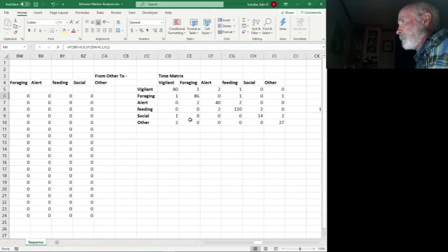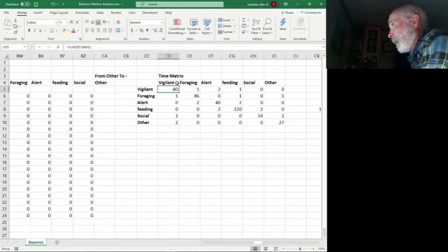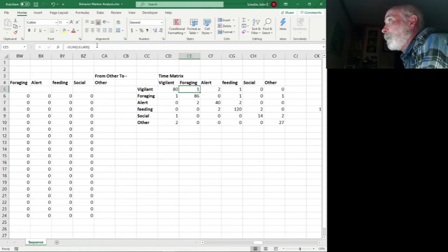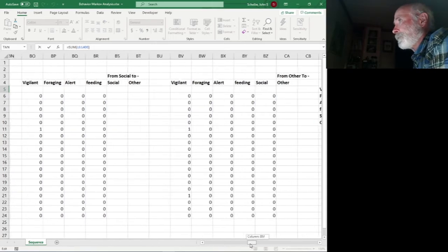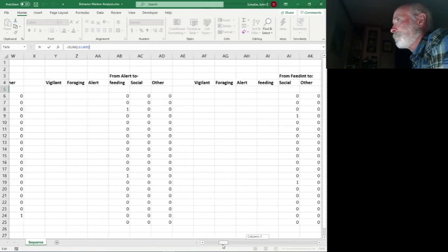And now I've filled in this time matrix. This time matrix is filled in on the diagonal at least with the total time that the animal went from being vigilant to being vigilant. So here the animal spent 80 seconds going from vigilance to vigilance, 86 seconds going from foraging to foraging, and so on. And let's look at this. This is from vigilant to foraging. So that's the sum of my columns here, L6 to L400. Let's go find L6 to L400.